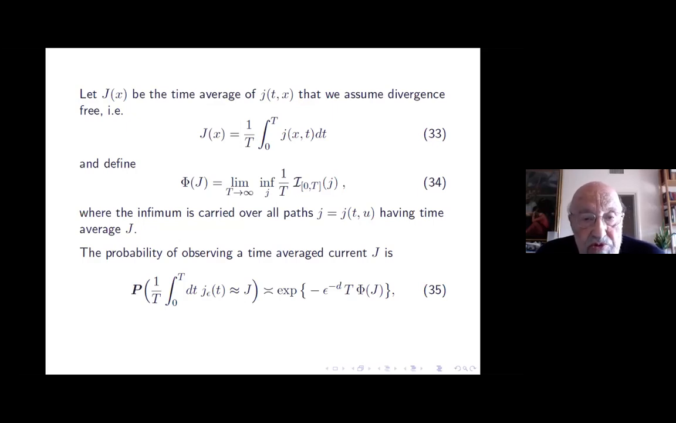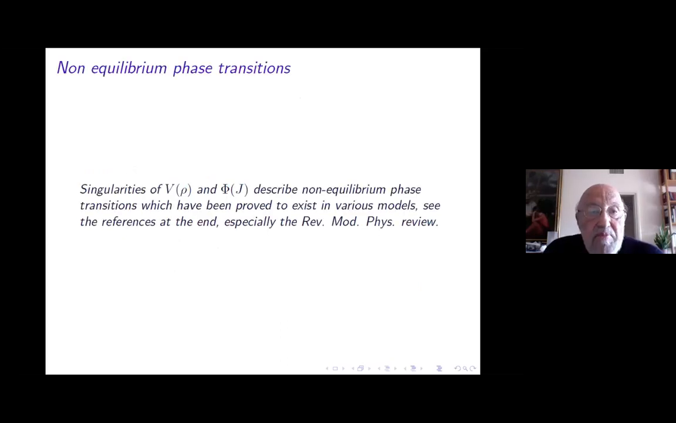Now you can trivially prove that this is a genuine thermodynamic functional, in the sense that it is convex and has all the good properties of a thermodynamic functional. So you have a large deviation functional, a large deviation formula for the time average current, the time average fluctuation, which for large times has the formula of this last equation in there. And now several non-equilibrium phase transitions have been discovered. Singularities of this function also describe non-equilibrium phase transitions, and they've been proven to exist in various models. And so, I refer to the references at the end, and especially the one of these articles.